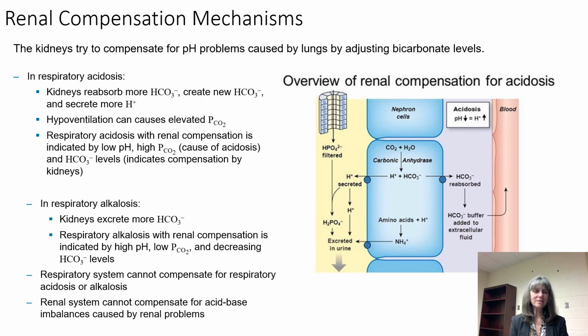So the respiratory system cannot compensate for respiratory acidosis or alkalosis, and the renal system cannot compensate for acid-base imbalances caused by renal problems. So the systems can't compensate for themselves, essentially. They compensate one for the other.